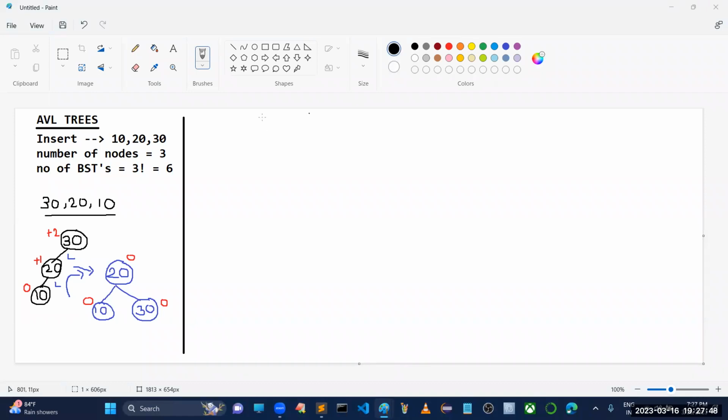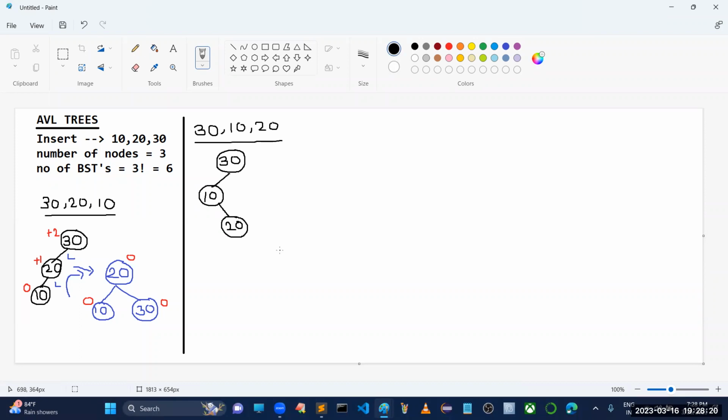Right. So now I'm taking the next combination. 30 I'm keeping as it is. In the place of 20, I'm taking 10 and then I'm taking 20. Sir, how am I going to take it here? 30 is the first inserted node that we have. Next, the left child will become 10 here, and the right subtree will become 20 here.